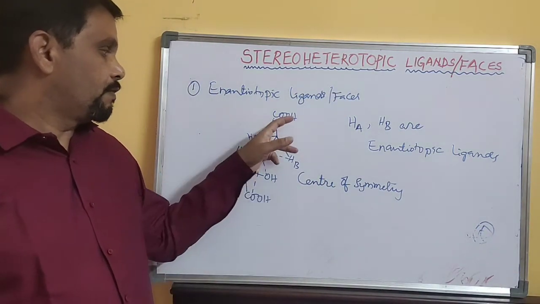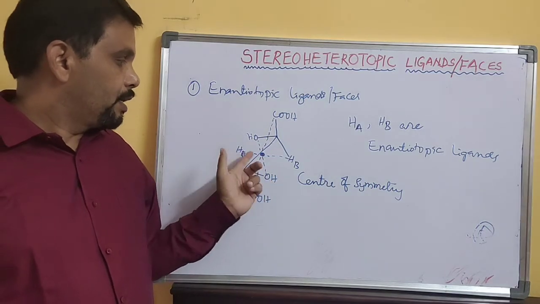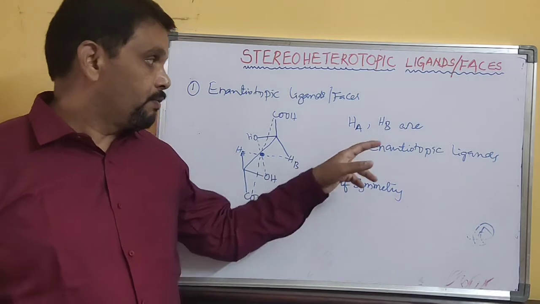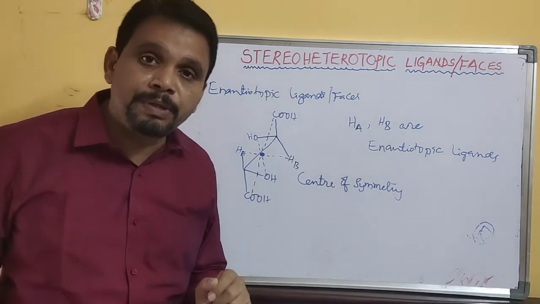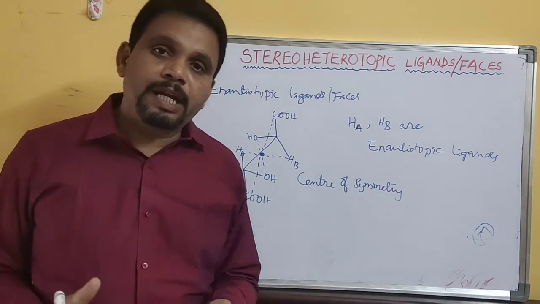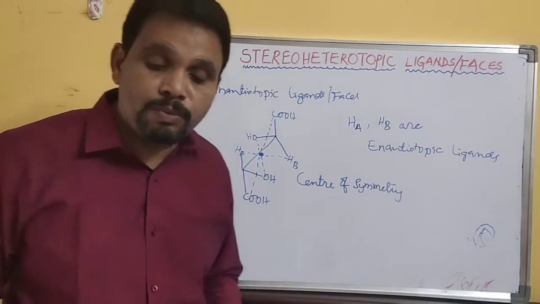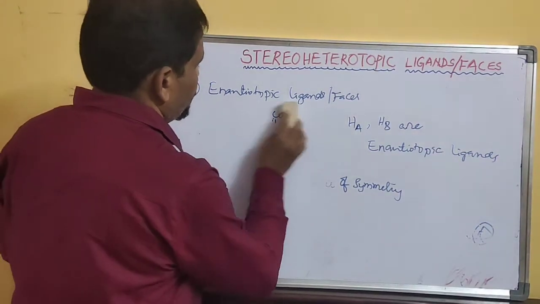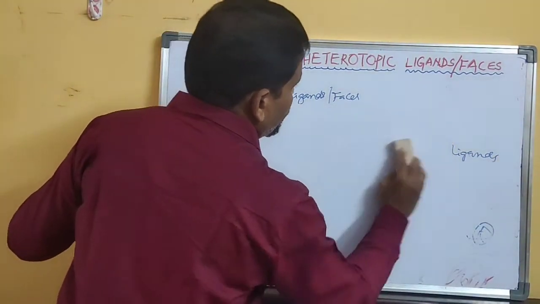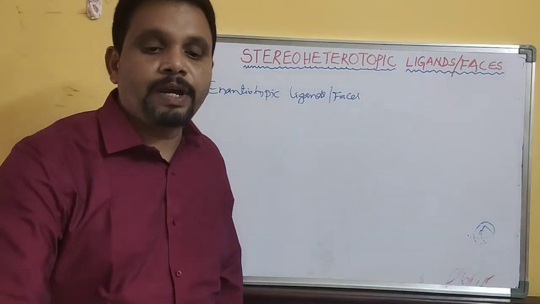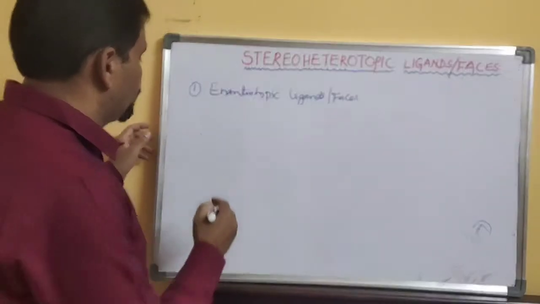Of course, we will substitute or react these hydrogens, therefore I wrote only HA and HB. But all these groups are enantiotopic ligands because they have a center of symmetry in that molecule. So this is about enantiotopic ligands. Finally, I'll give you one more example.